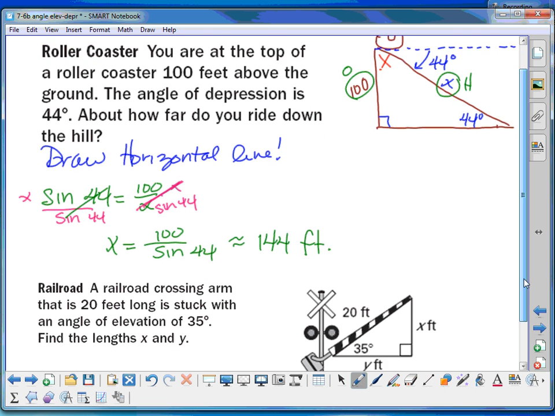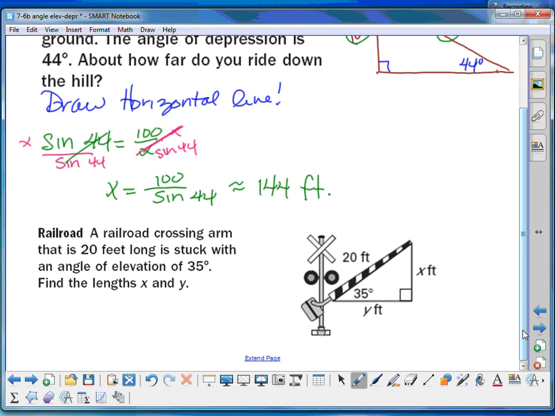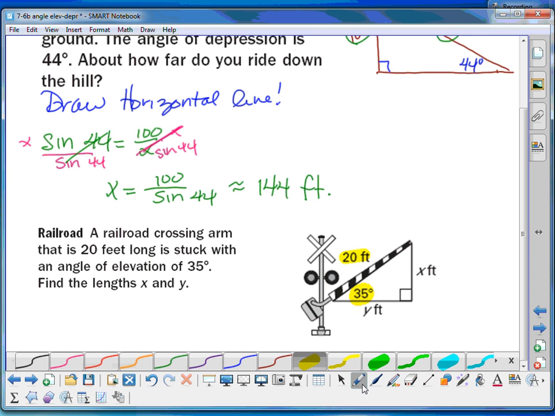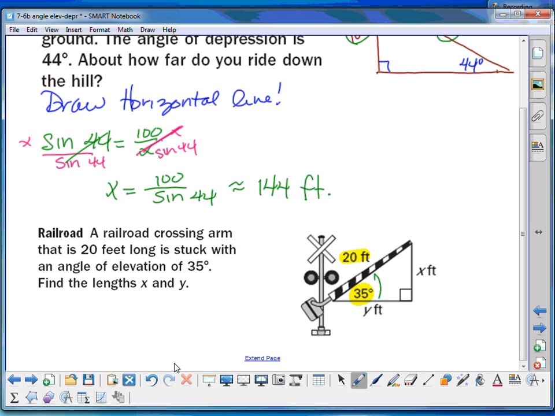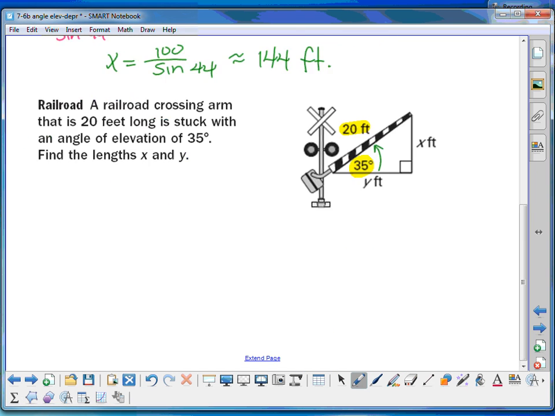Okay, I've got one more example. This one, they gave you a picture for, so it's a lot easier once they give you a picture. The railroad crossing arm that's 20 feet long, so there's my 20-foot dimension, is stuck with an angle of elevation of 35 degrees. And there's my 35 degrees, my angle of elevation going up. Find the lengths of x and y.